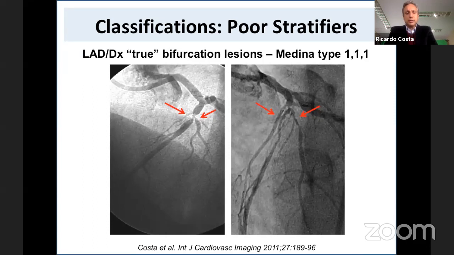See these 2 examples. They have the same location. They are LAD diagonals. They have proximal segment involvement. They're all significant lesions, but a completely different complexity due to the degree and extent of the disease.